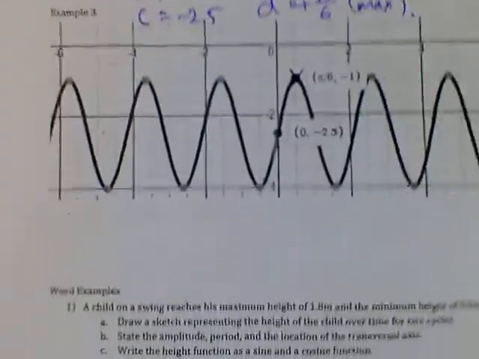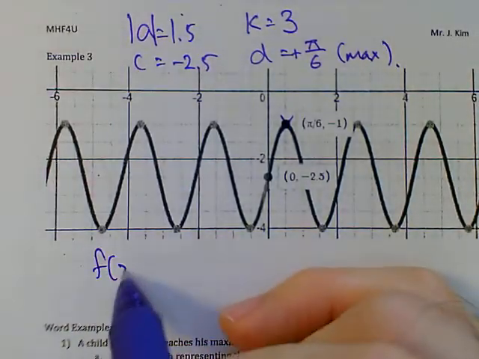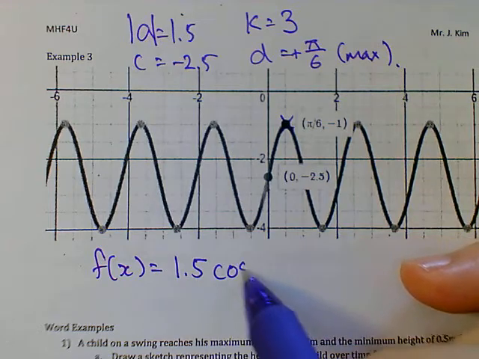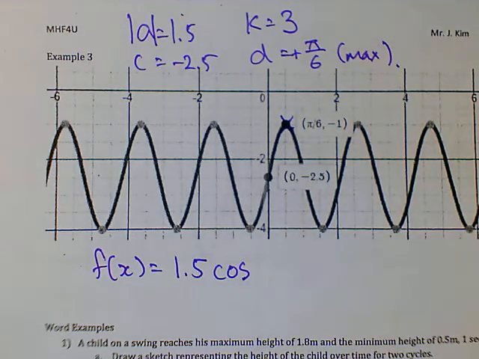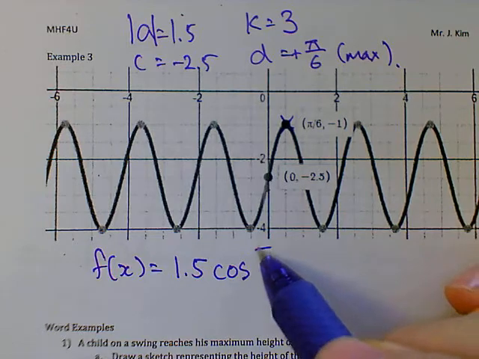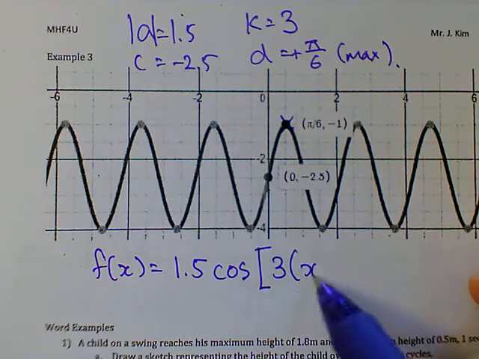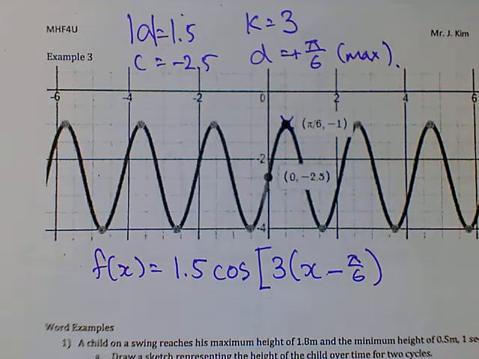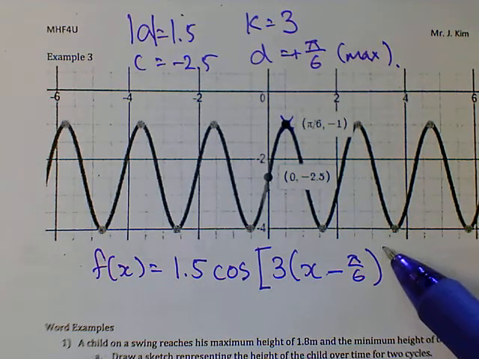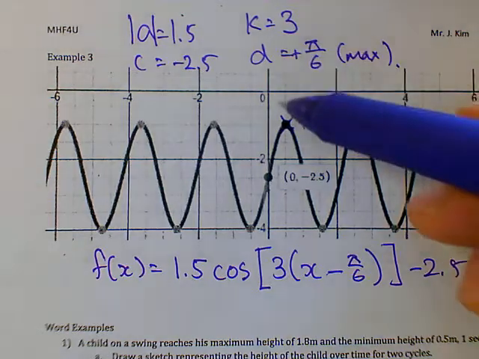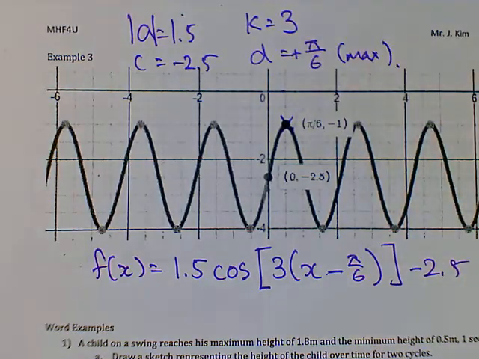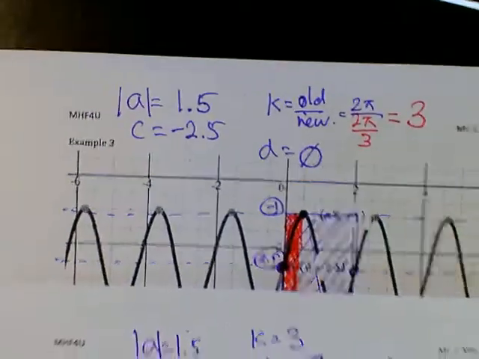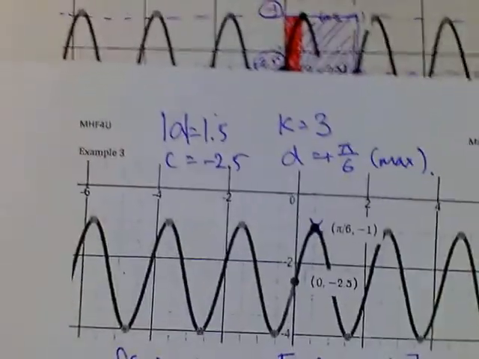What that means is my function is now going to be 1.5 cosine, because I'm starting at a maximum. But because I'm starting at a cosine, you have to have a shift, because it's a maximum. So now, consider the previous example before. Am I doing it right?